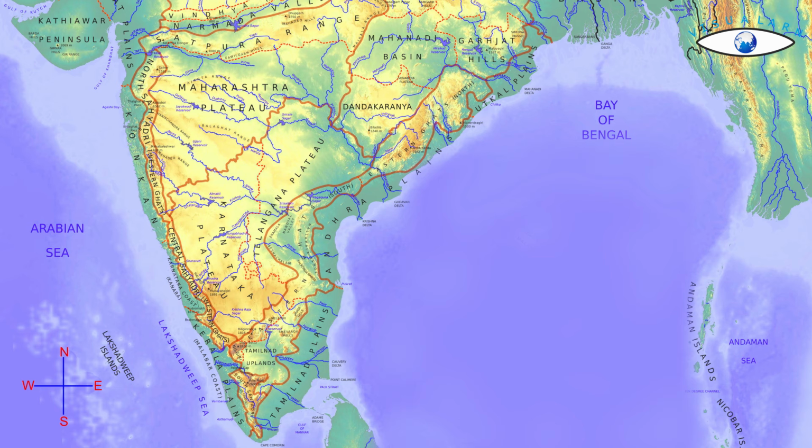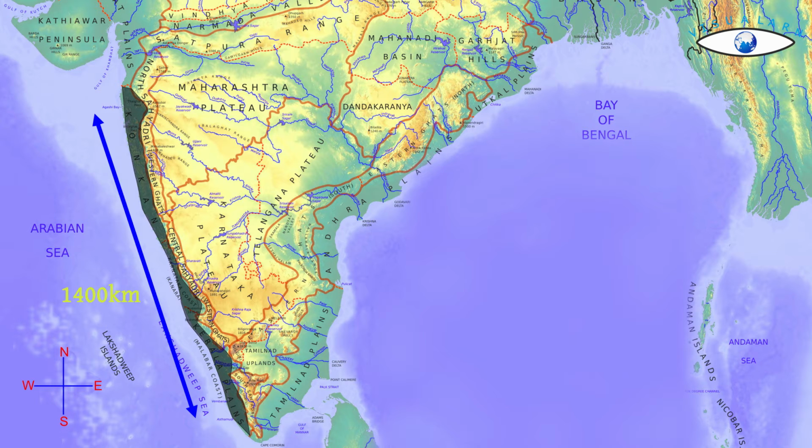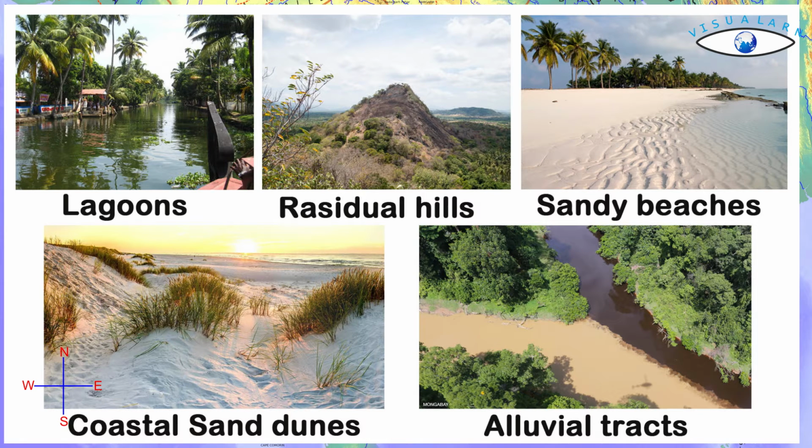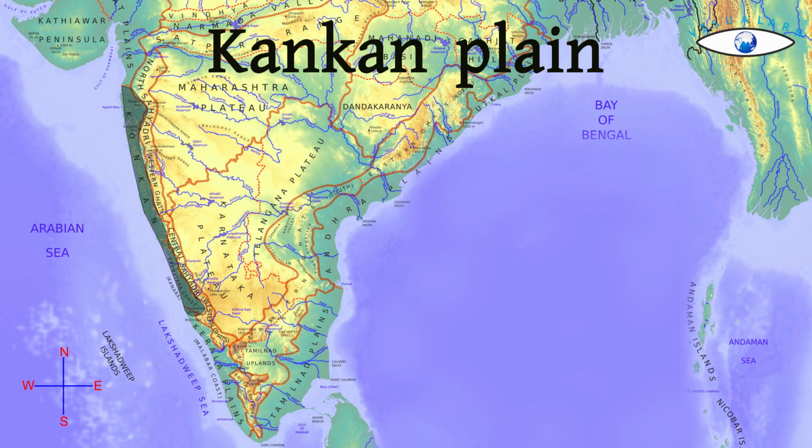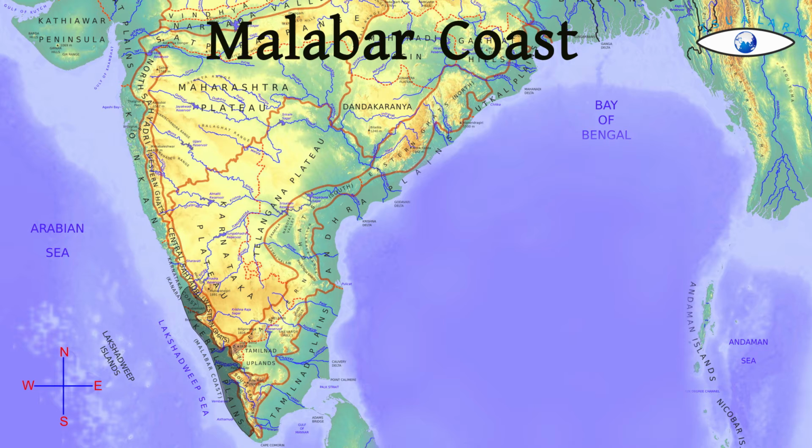The West Coastal Plain lies between the Sahyadris and the Arabian Sea. It is about 1,400 km long and 10 to 80 km wide. The Western Coastal Plain is characterized mainly by sandy beaches, coastal sand dunes, mud flats, lagoons, alluvial tracts along rivers, laterite platforms, and residual hills. The northern part of the West Coastal Plain is known as the Konkan Plain. The southern part is known as the Malabar Coast.